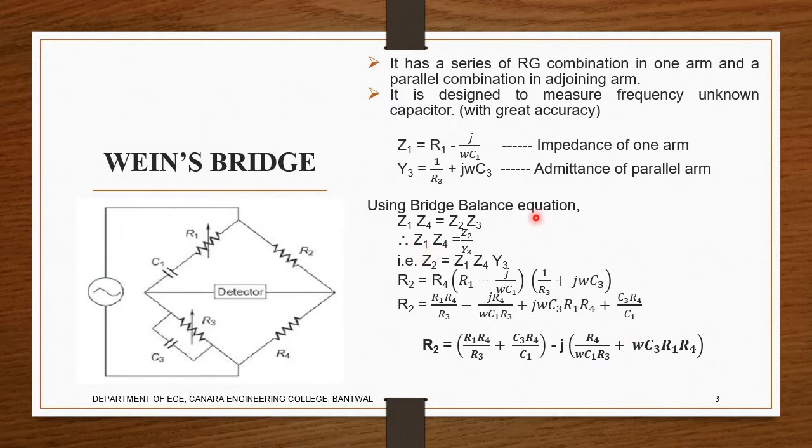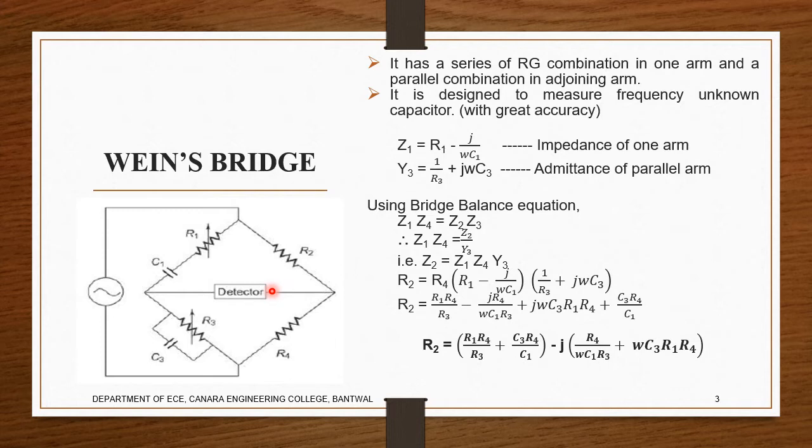You can see here the circuit is the same as a capacitance bridge, but in one part, the ratio arms, usually here R1 and C1, and here R2, here R4, only the resistance part, but here the capacitance and resistance are in parallel. That is the difference. Here we are comparing a resistance and conductance combination in one arm with another parallel combination in the adjoining arm. It is designed to measure the frequency of an unknown capacitor with great accuracy.